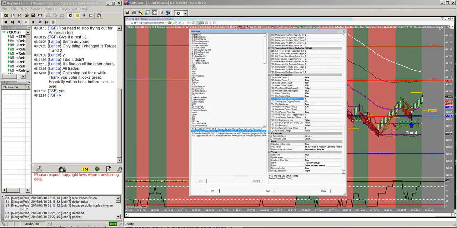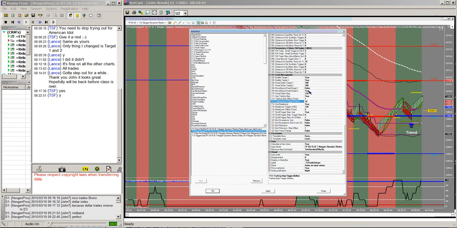Now, also, when you have move stop at fixed target 1 or 2, that's when you're telling it at what point you want it to trail really, really tightly, so if you get a reversal bar, it's going to get you out of a position. So Lance, just out of curiosity, set that trailing stop dollar trigger to 10 and see if that changes.